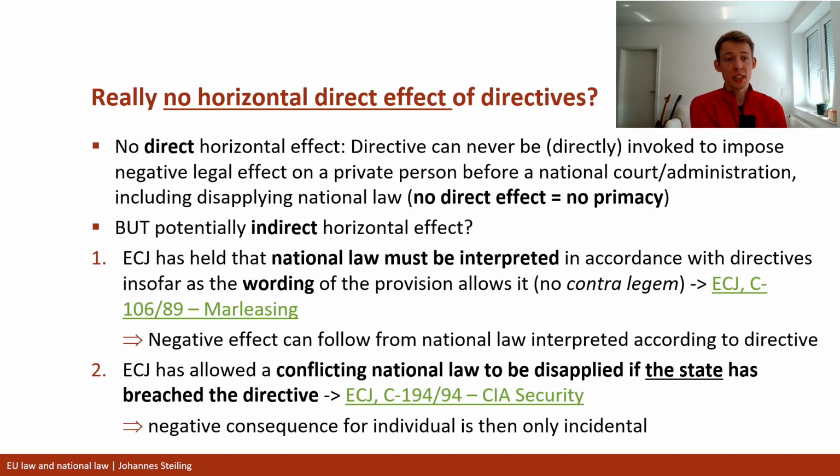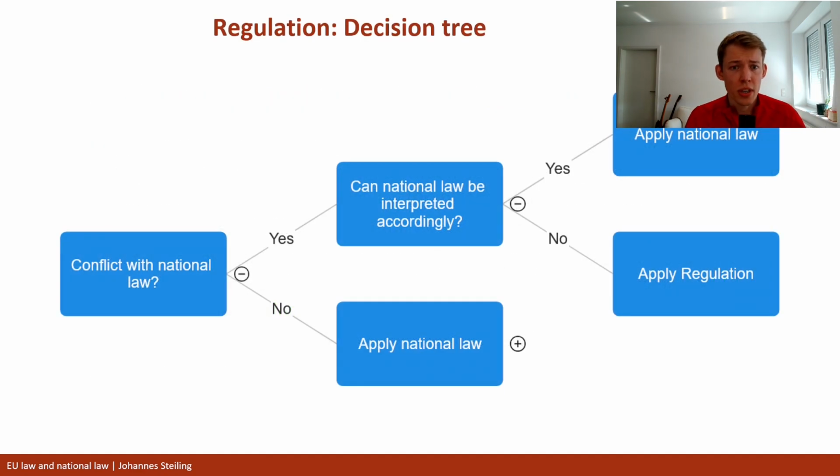Okay, so this is all I wanted to basically talk about. Just to summarize, I made 2 decision trees, so we can have a look at that. And basically along these decision trees, you can kind of decide if in an individual case, we will apply national law, or if we will disapply national law and only apply EU law. So first is the decision tree for a regulation. This is quite easy. In order to apply a regulation, we only have to ask 2 questions.